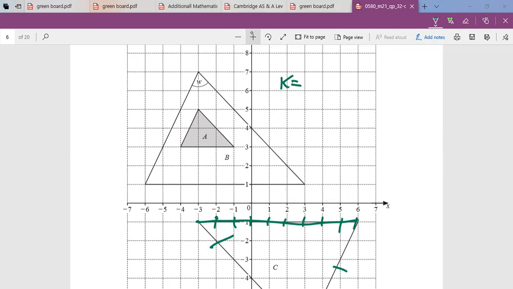So you're going to find this distance, for example, which is 1, 2, 3, 4, 5, 6, 7, 8, 9. So you're going to say 9 divided by this one, which is 1, 2, 3, 3. So our scale factor is 3. All right? But you need the center also to describe it fully.